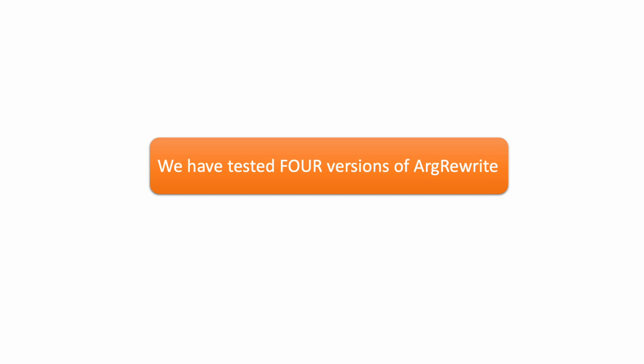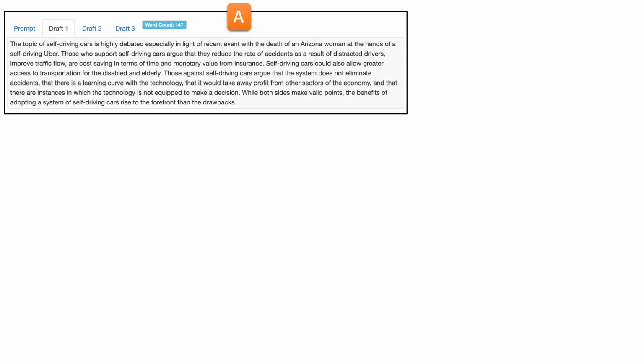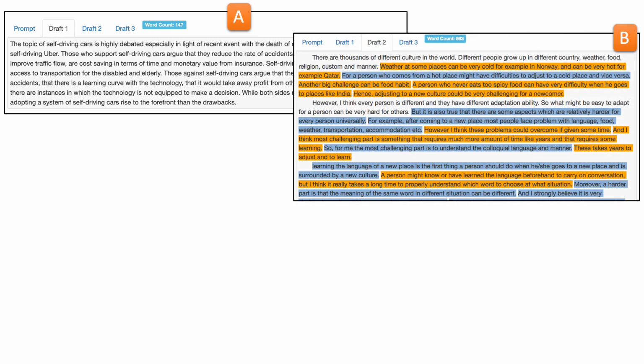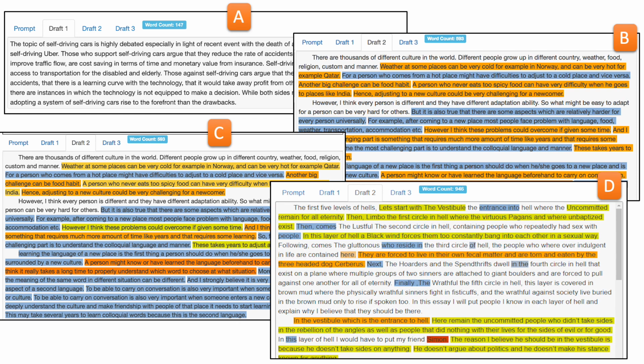As mentioned before, we have tested 4 versions of the Argumentative interface. Condition A, where we did not provide any revision categorization or feedback. This is used as a control condition. Condition B, with binary revision categorization at sentence level. Condition C, with sentence level revision categorization with 6 content and 3 surface level revision categories. And finally, condition D, with detailed revision categorization like condition C, but at the sub-sentence level.